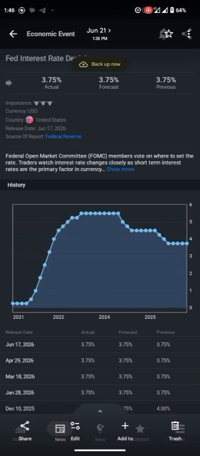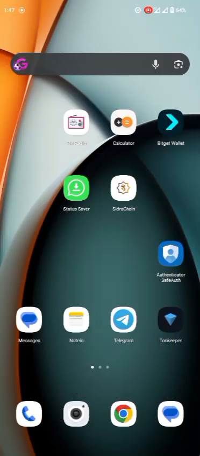So, and this is the interest rate. All right, they have kept interest rate the same. Okay, and because of that, it will make USD attractive. All right, it will be attractive.